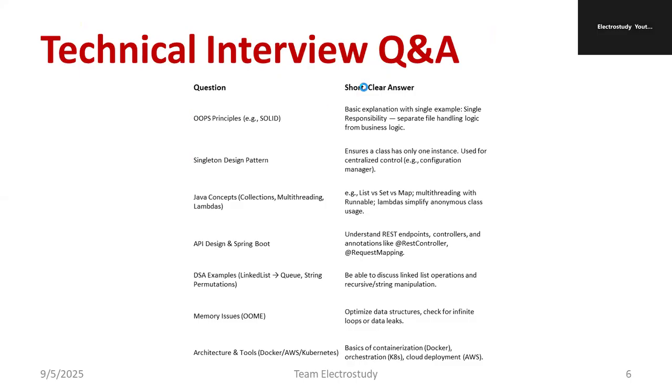Regarding the technical interview questions, you may get some object-oriented programming principles. Basic operations, for example, single responsibility, file handling. Then the singleton design pattern, Java concepts, basics of Java. If you studied Java, it is well and good. Otherwise, you can opt for C++. Then API design, if you studied it. Then DSA examples; these are the questions expected especially for computer science students. Then memory issues, then architecture and tools. Kindly go through short and clear answers corresponding to these questions, right?